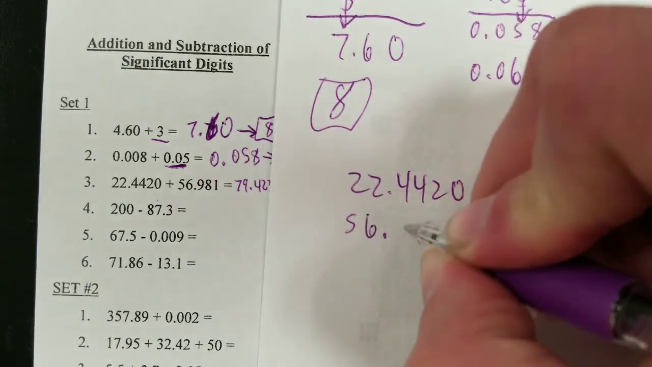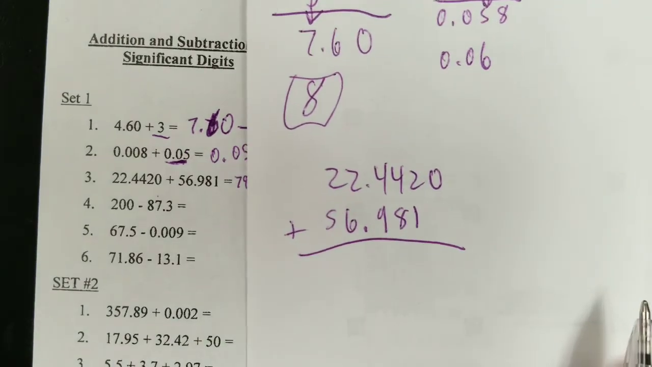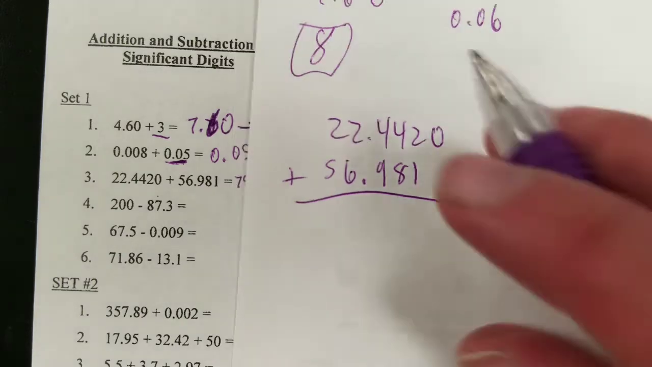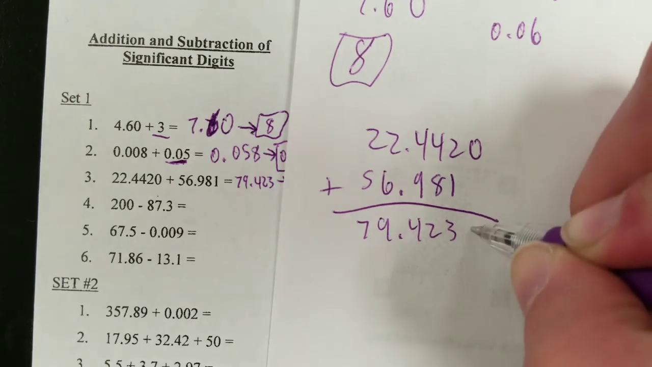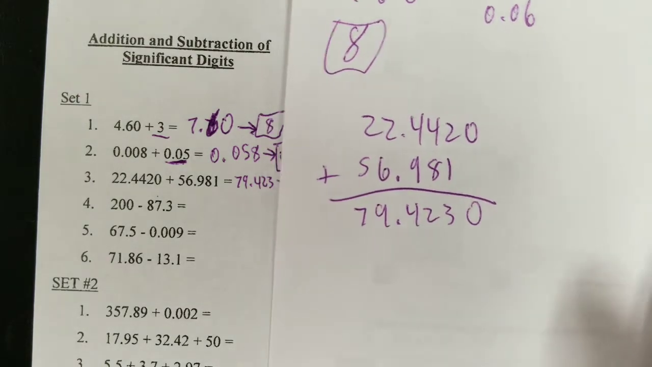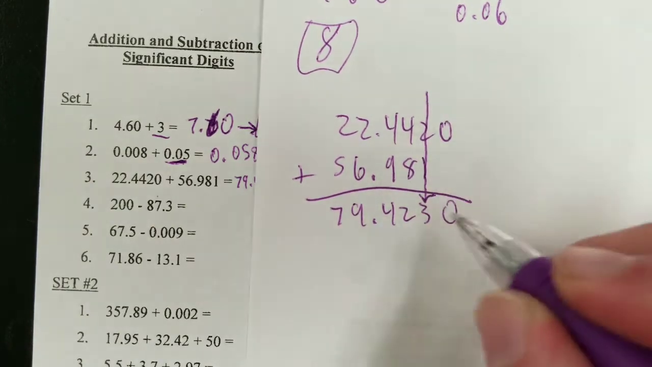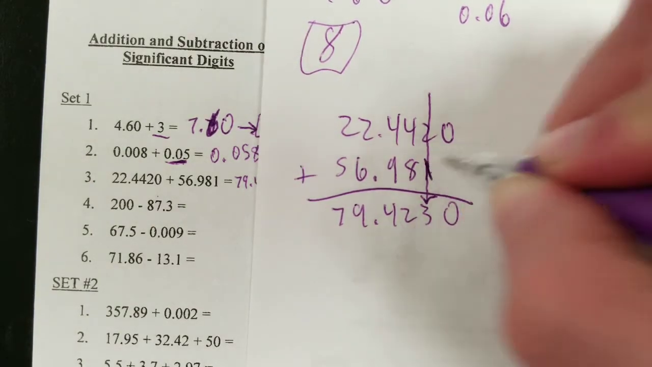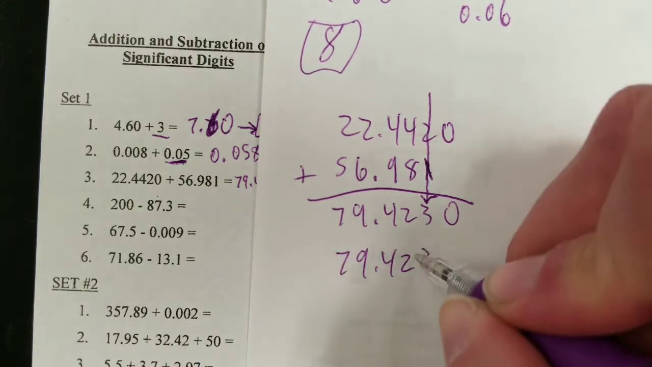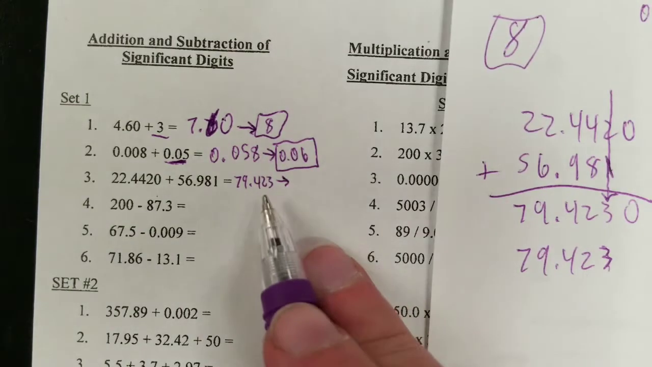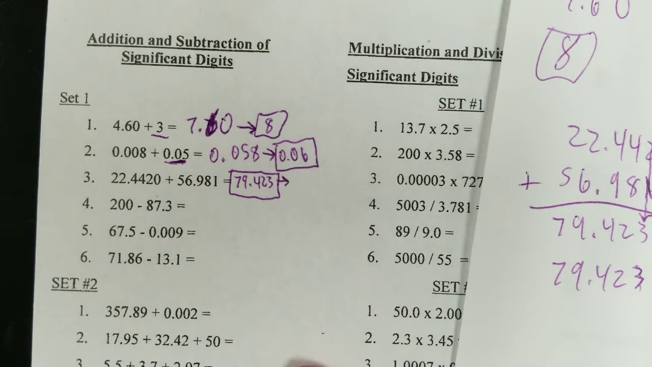22.4420, 56.981. So when you do it that way, again, the answer is 79.4230, I guess, is your raw answer. And you will be rounding here because it's the decimal that goes least far to the right. So 79.423. In other words, it just happens that what we wrote at the beginning just happens to be the right answer.